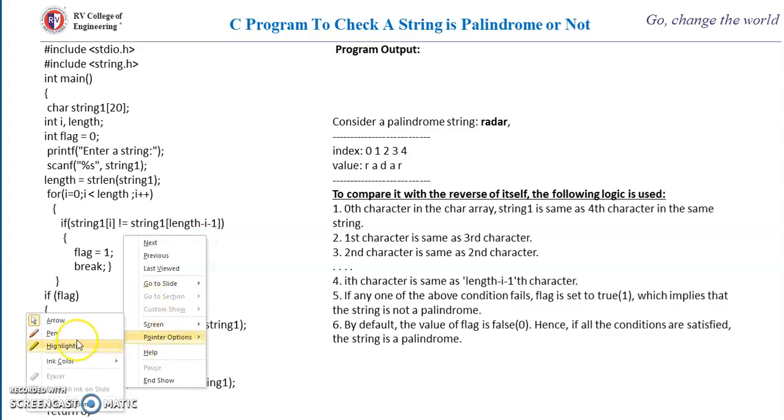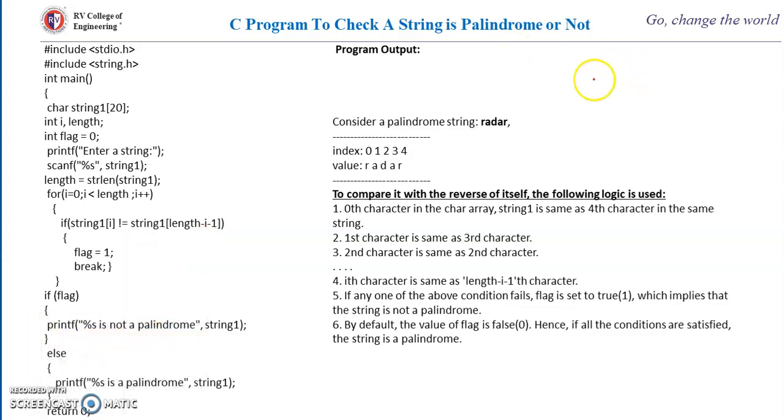So now what is the logic used? For example, if my input is radar, okay, so input is radar, that means indexes 0, 1, 2, 3 and 4. So R, A, D, A, R. So what is reverse string? The 0th character in the array should be same as the 4th character. First character of the array should be same as the 3rd character, and second should be same as the 2nd character, right? So this is the logic used to reverse the string, right?